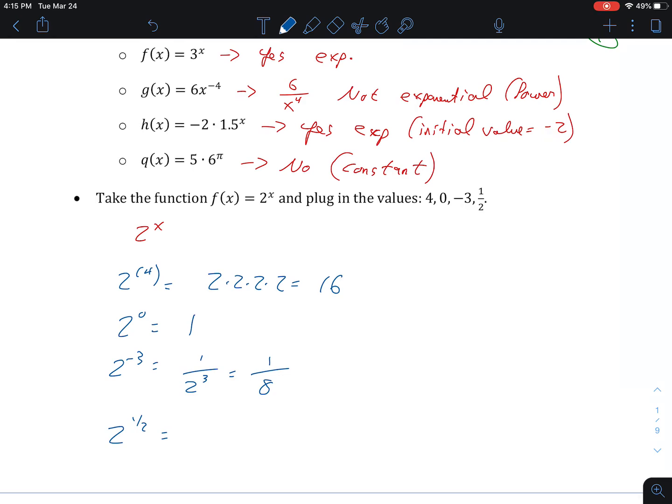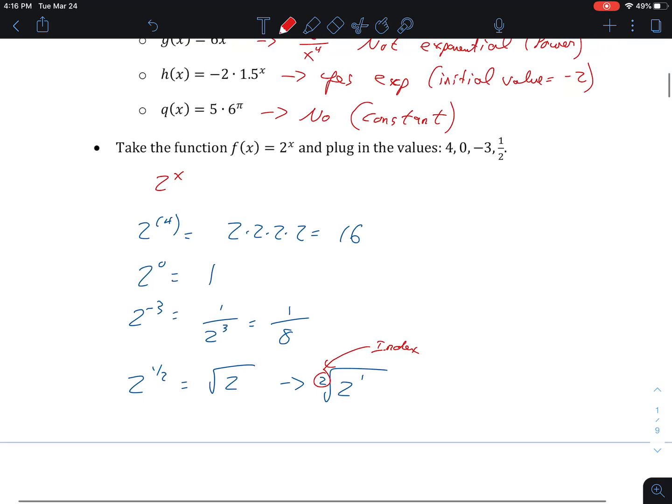2 to the 1/2. This was from a while ago. 2 to the 1/2 means it's radical 2. Basically, you have 2 to the first, and this is a 2, right? We don't see the index of the radical, so we just assume it to be a 2. And if we don't see a power on this number, we don't see the 1 there, we just assume it to be a 1. So 2 to the 1/2 is the square root of 2.